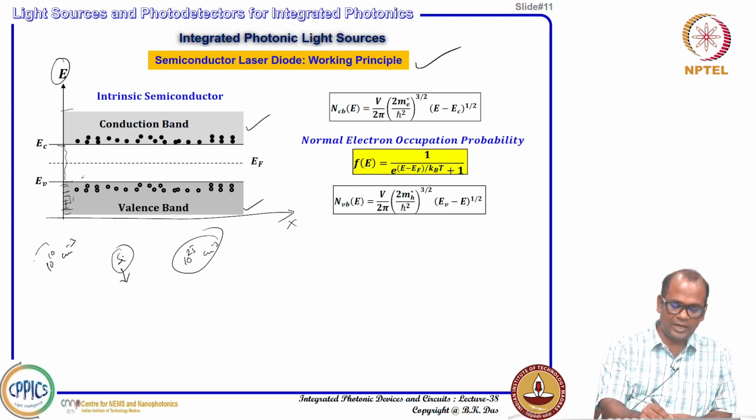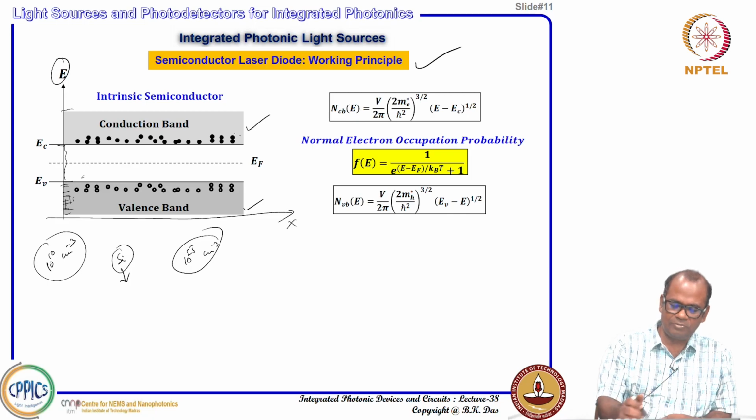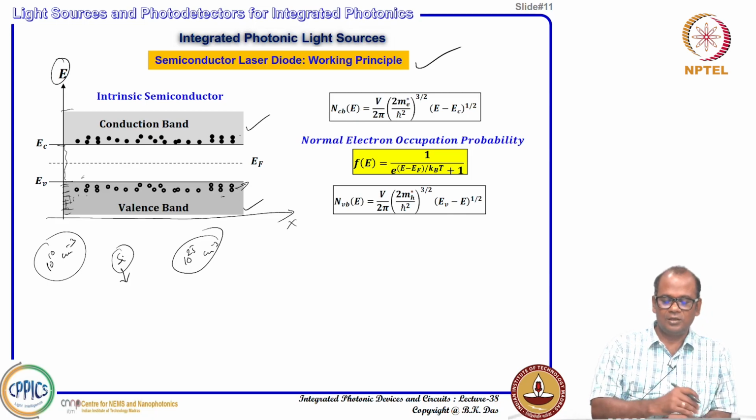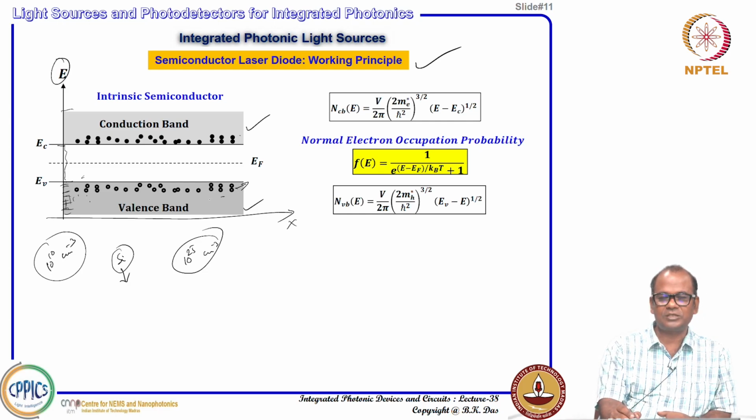So, when 10 to the power 10 per centimeter cube electrons are available in the conduction band, there is some small amount of conductivity. At the same time, the empty spots in the valence band are called holes. They also allow some valence band electrons to move in, because there are empty spaces; electrons can hop from one atom to another, so they get some kind of mobility.